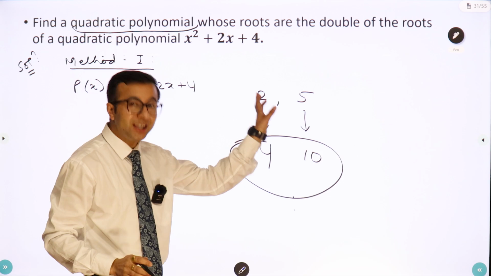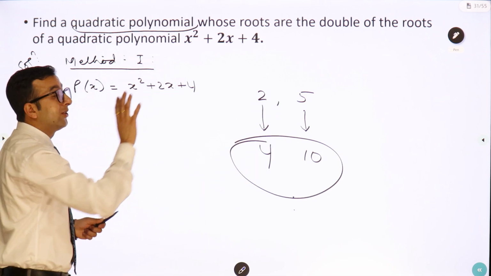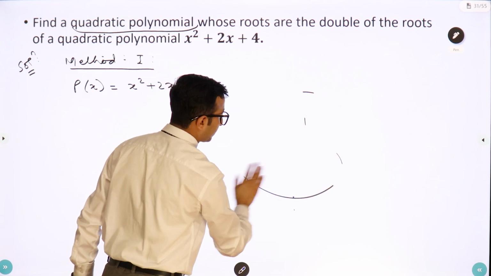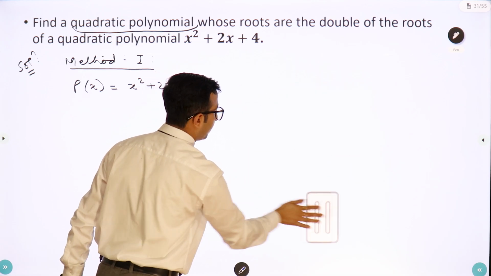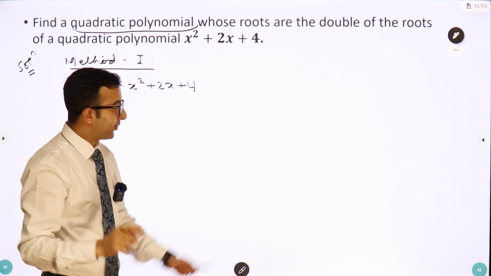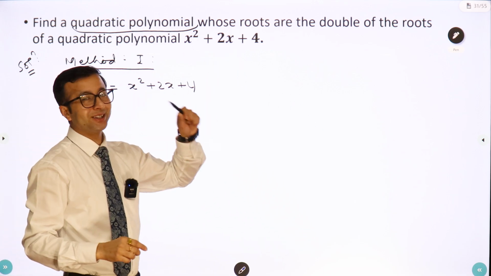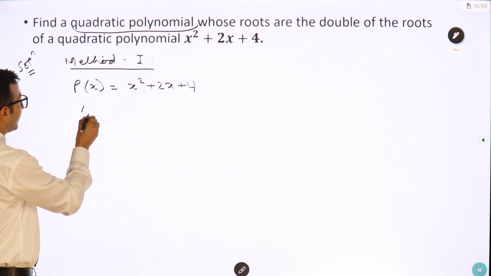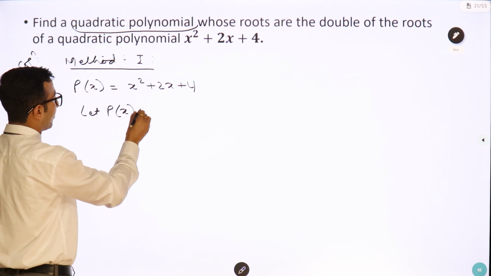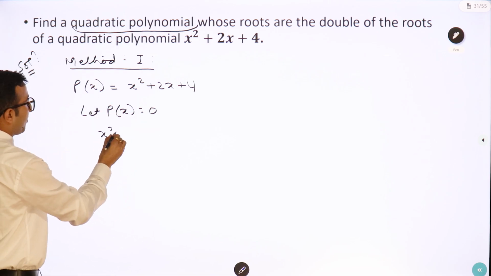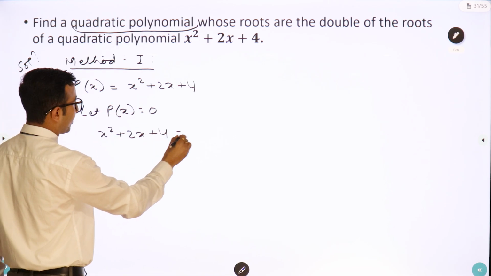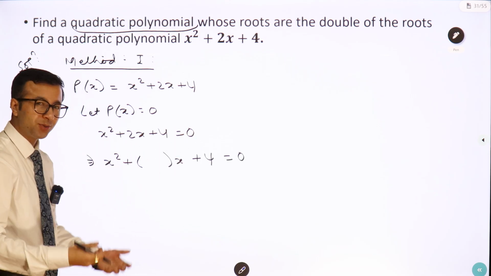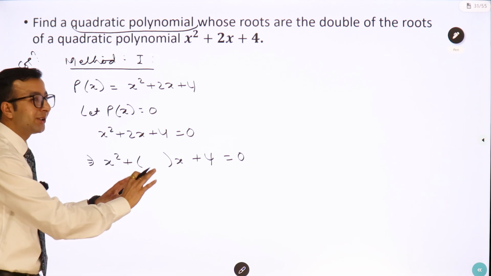This is only an if part. First of all, we will find the roots. Don't say that 2 and 5 are the roots of this; that is only an example. Let p(x) equal 0. So x square plus 2x plus 4 is equal to 0. We just want to check whether middle term splitting is possible or not. Till here it seems it is possible.